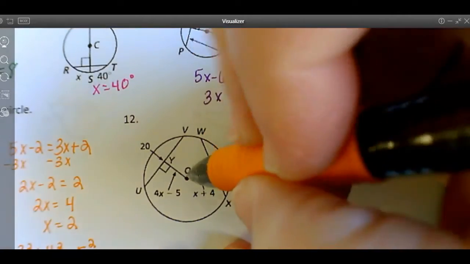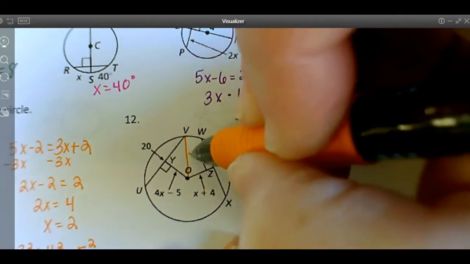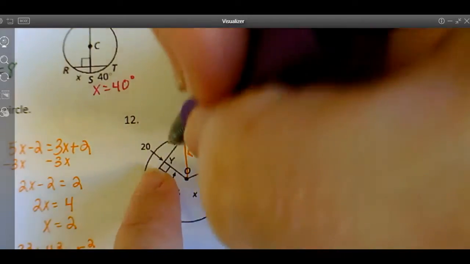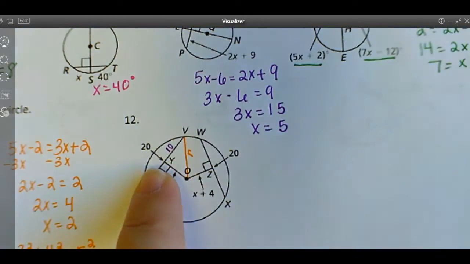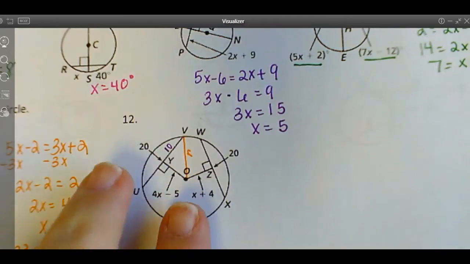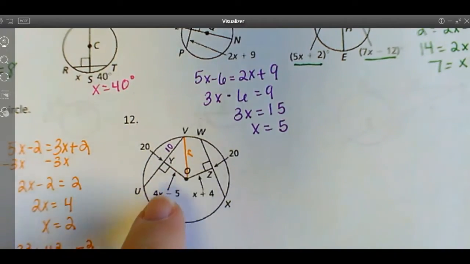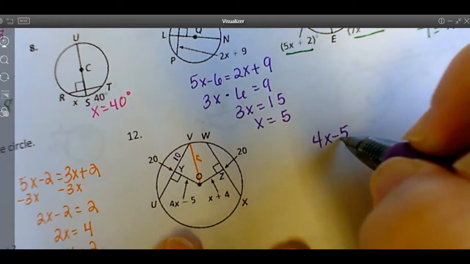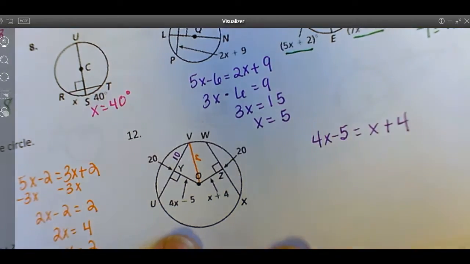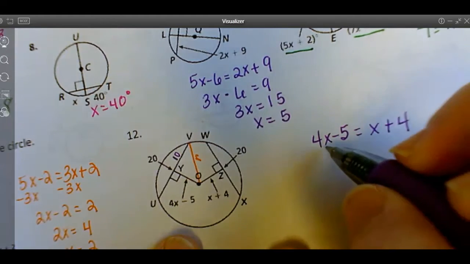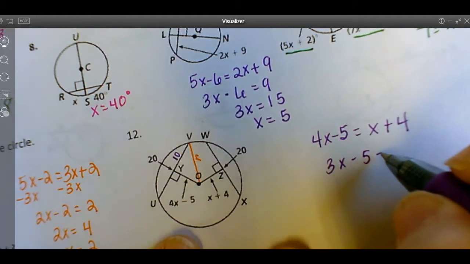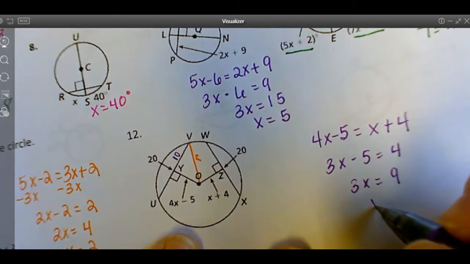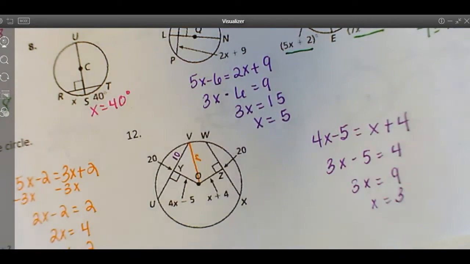Alright, again we want to find the radius. So we're looking for this part right here. Okay, they give us that 20. 20 is that whole side. So I know that part of the side is 10, because of that perpendicular part. So next, I'm going to set these equal to each other so I could try to find this side. So I'm going to take 4x minus 5, equal that to x plus 4. Subtract x. Add 5. Divide by 3. Now I know that x is 3.